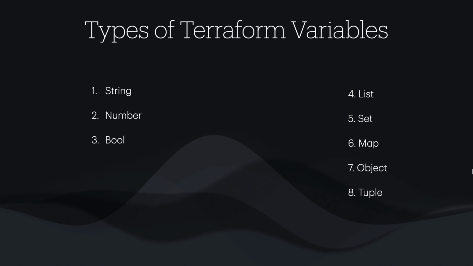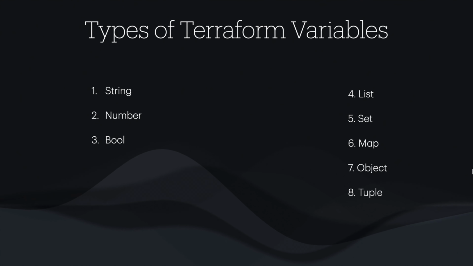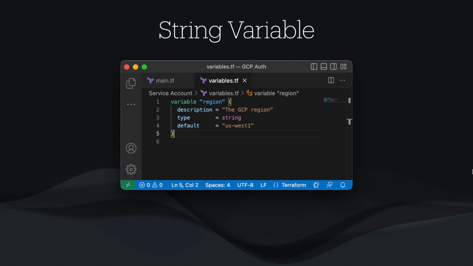These are the different types of variables that Terraform supports. The three on the left are the type keywords, whereas the five on the right are the type constructors. Let's take a look at each one of them. The first one here is the Terraform string variable.